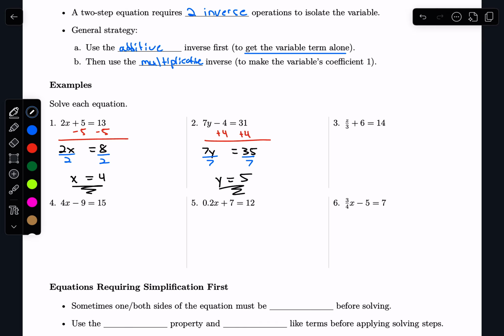All right, number 3, we have z over 3 plus 6 equals 14. I'm going to do the additive inverse first to move the 6 to the other side. So I'm going to subtract 6 from both sides.